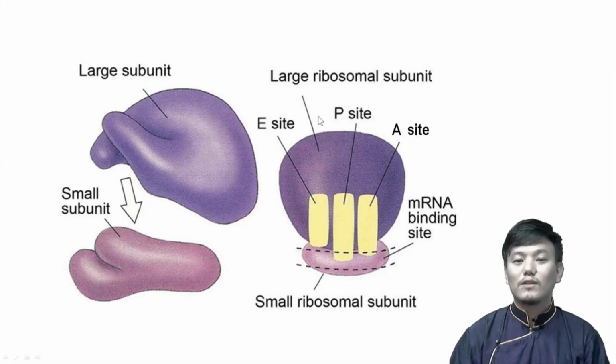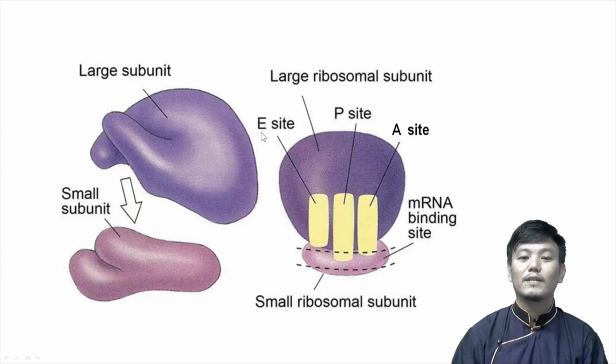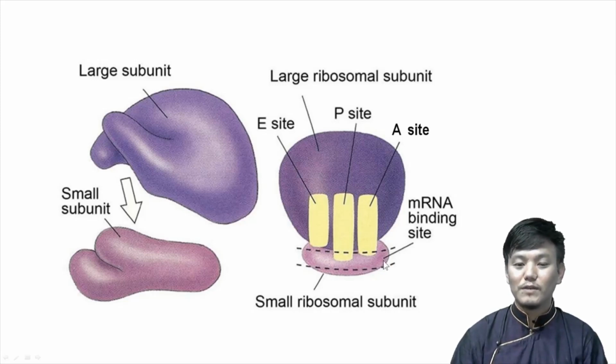So there are 3 sites: the A site, the P site, and the E site. These are the sites at which the tRNAs, or transfer RNAs, will come and bind with the messenger RNA over here. So the messenger RNA comes and binds over here, and then based upon the codons, the tRNAs will come and bind in the P and A site.